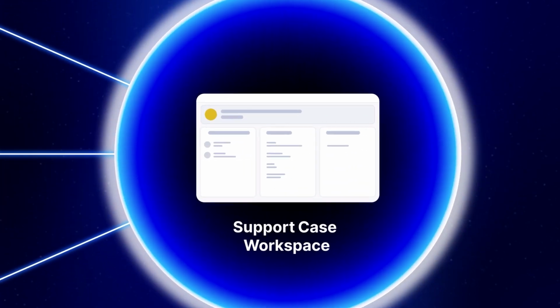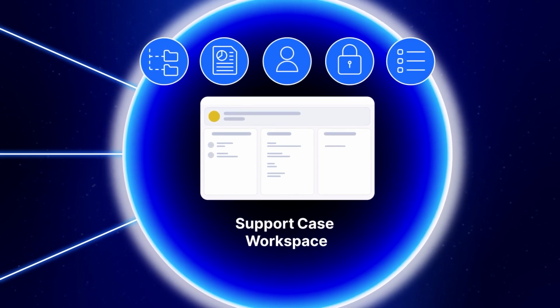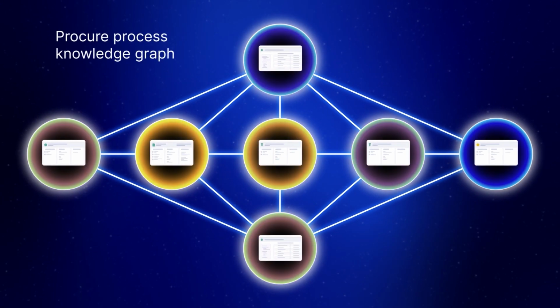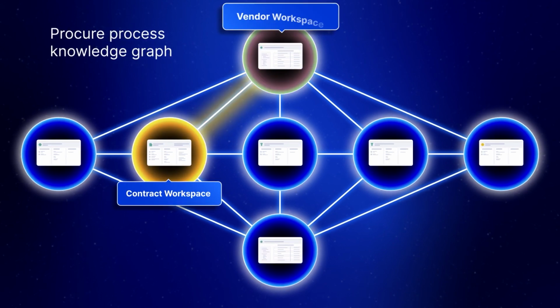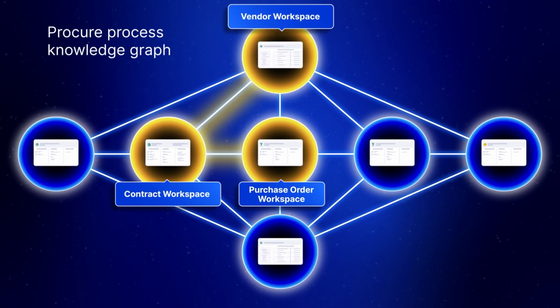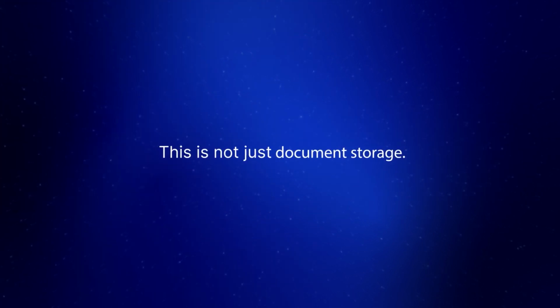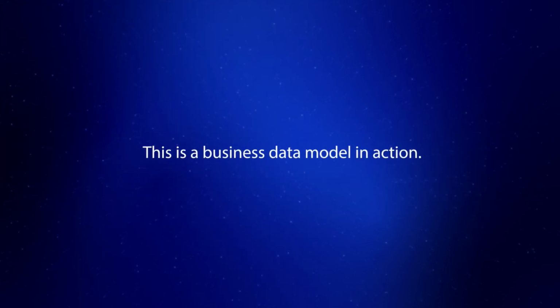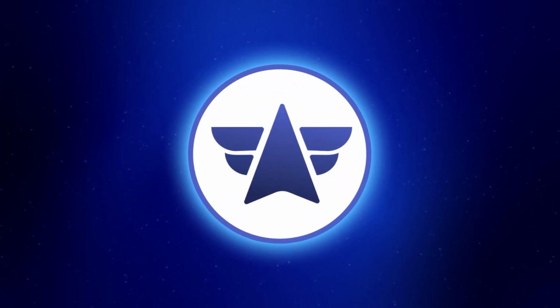Each workspace contains structured content, business data, roles, permissions, and metadata. More importantly, every workspace knows how it connects to the others. A contract is linked to a vendor. A purchase order references that contract. A project ties back to the purchase order. This is not just document storage. This is a business data model in action, a model OpenText Content Aviator understands.